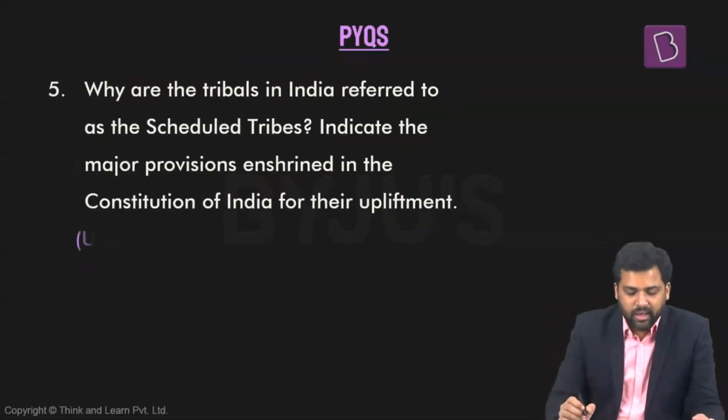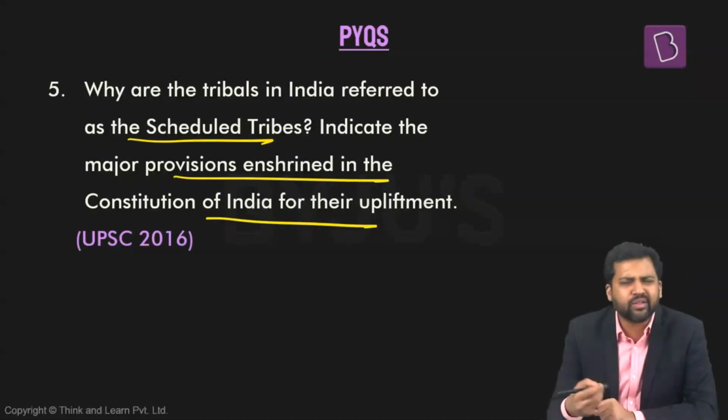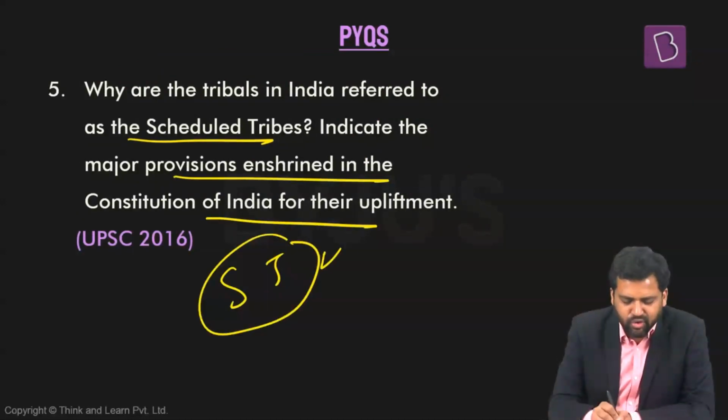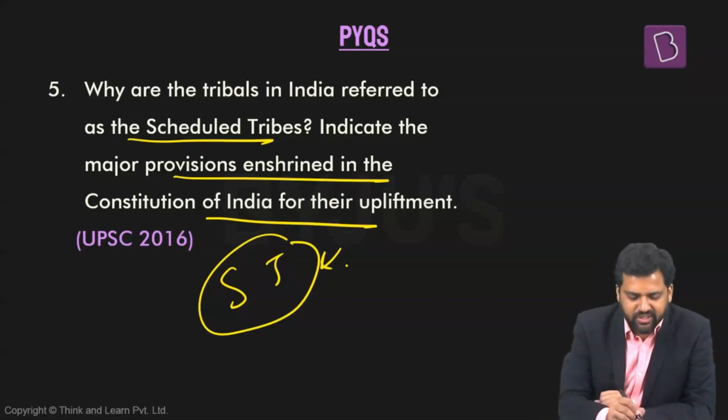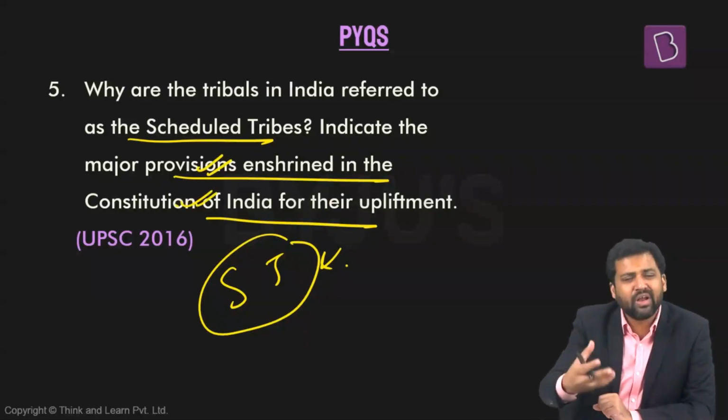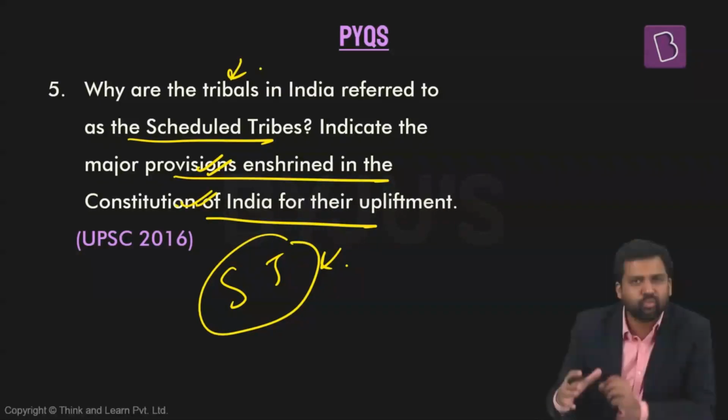for the remaining questions. Why are the tribals in India referred to as scheduled tribes? Indicate some of the major provisions in the constitution for their upliftment. Now keep in mind that this question is linked with some part of social justice. In social justice, we study mechanisms for vulnerable sections, right? So there we study different kinds of provisions in the constitution for different vulnerable sections. One of the vulnerable sections is scheduled tribes. The first part, why are tribals called scheduled tribes? We already discussed that. So both these things you have to bring together.